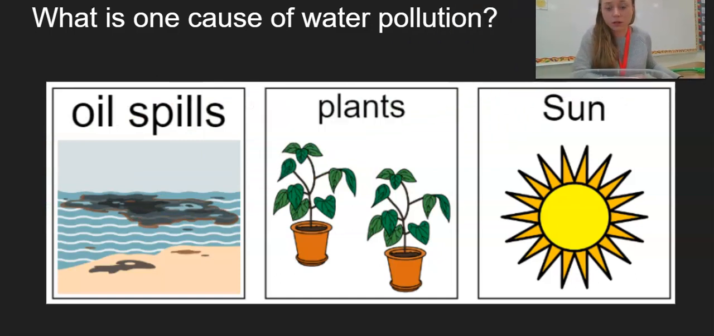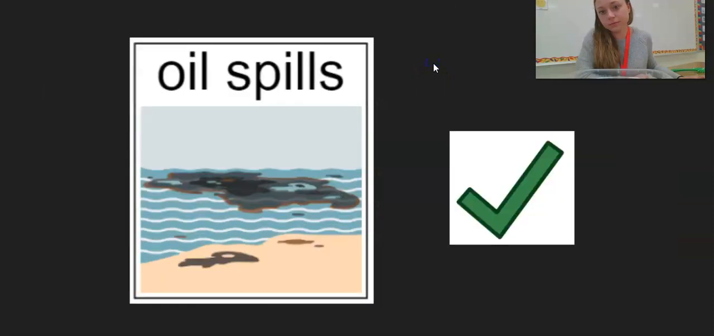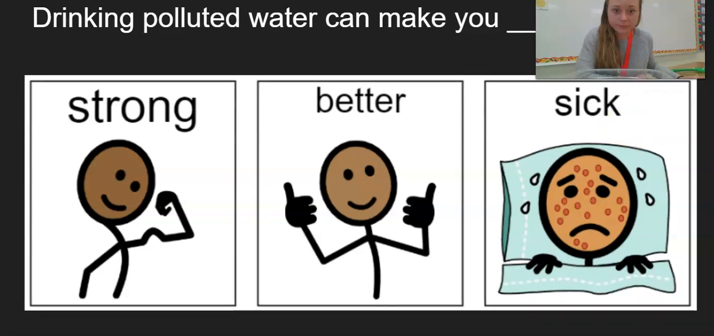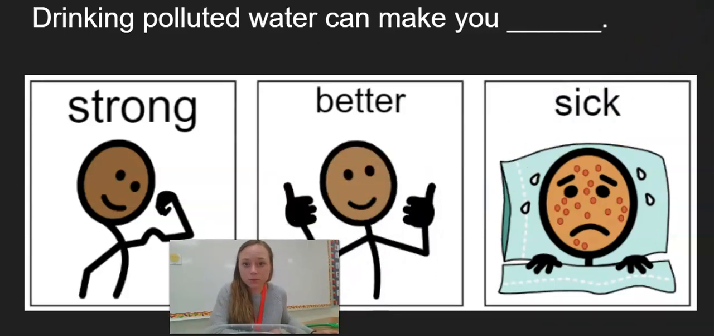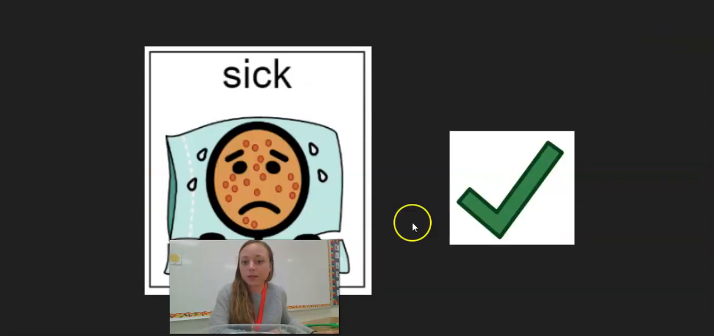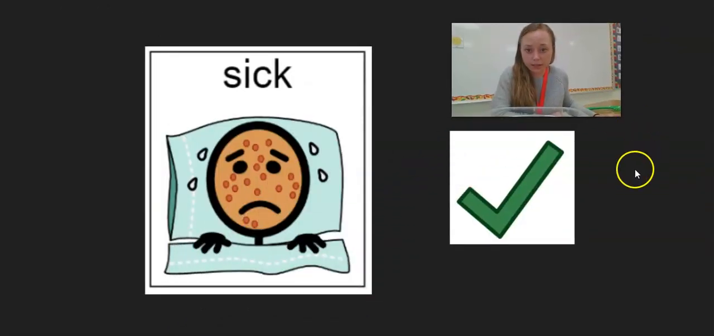What is one cause of water pollution? Oil spills, plants, sun. If you said oil spills, you are correct. Drinking polluted water can make you strong, better, or sick. If you said sick, you are correct.